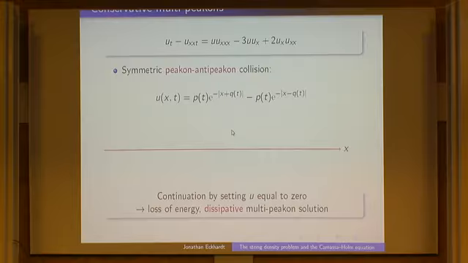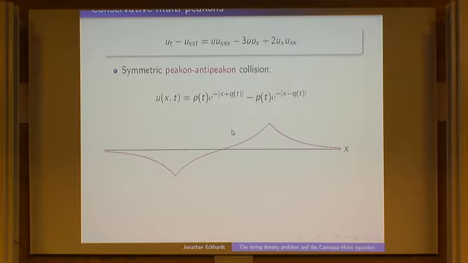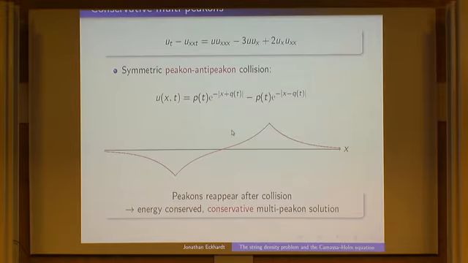But there are also other possibilities to continue the solutions after it's equal to 0. Another possibility is that you just think of these peakons as colliding and just passing through each other and re-emerging after the collision again. So now they will re-emerge on the other sides. This one will move to the right and this one will continue moving to the left. So they re-emerge after collision and no energy is lost here. Hence this kind of solution is called conservative multi-peakon solutions.